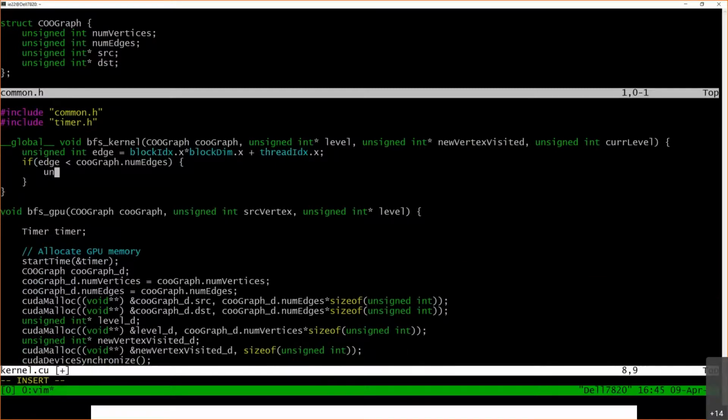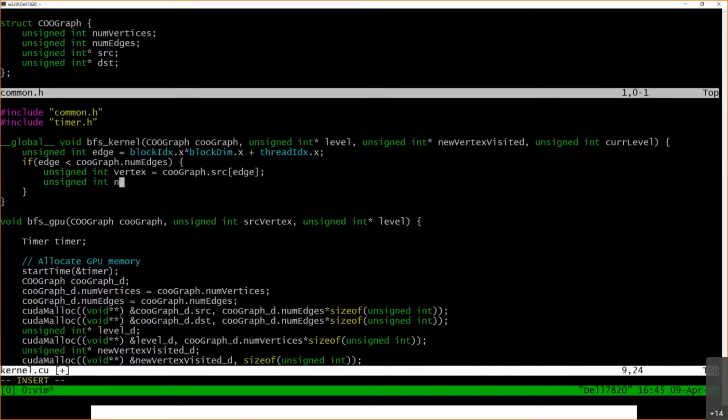So I'm going to have unsigned int vertex is equal to cooGraph.source of edge, the source vertex of the edge. I want to find the neighbor, so I'm going to have unsigned int neighbor is equal to cooGraph.destination of edge. So the vertex is the source of the edge, the neighbor is the destination of the edge. And now, if my source vertex is in the previous level, and the neighbor has not been visited, I want to mark the neighbor as being part of the current level.